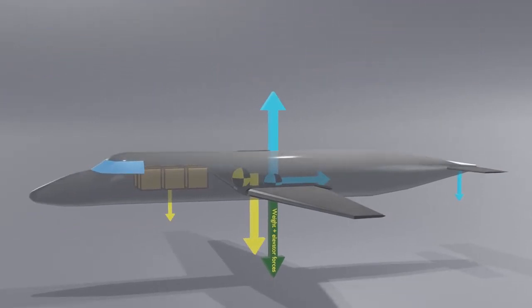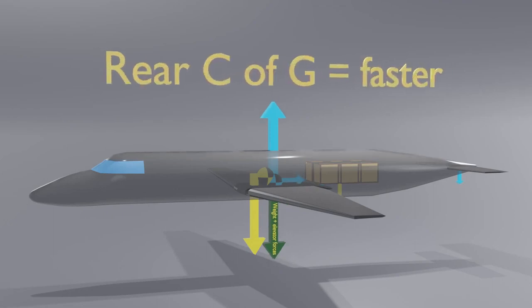Can you explain why a rearward CG would lead to a faster cruise speed? The elevator doesn't need to push as hard, so the total downward force is less, and the wings don't need to generate as much lift to fly level. Less lift means less drag, and you can fly faster with the same amount of thrust.